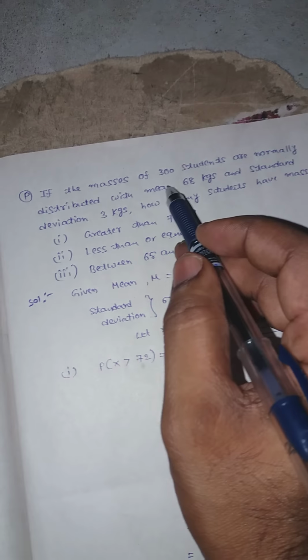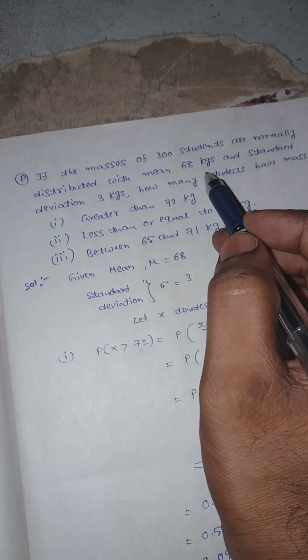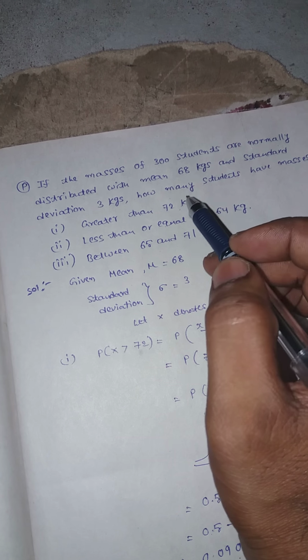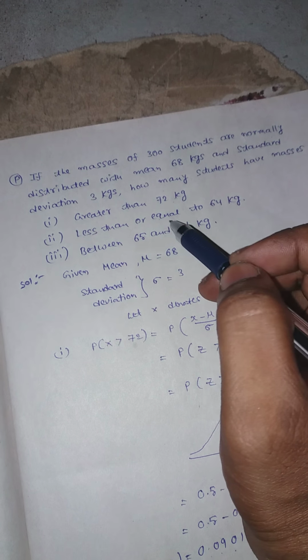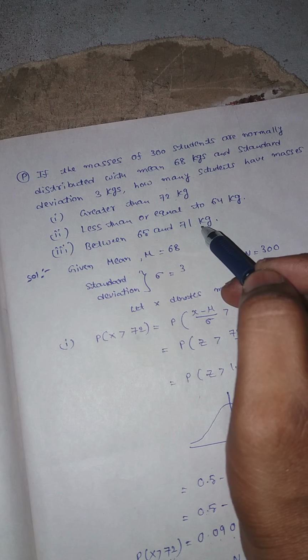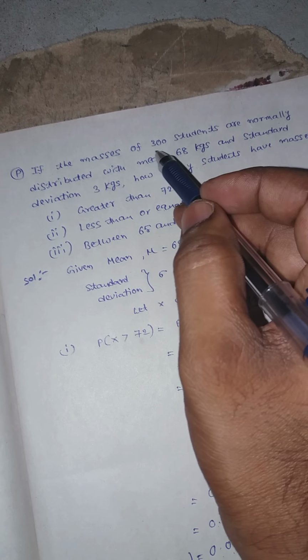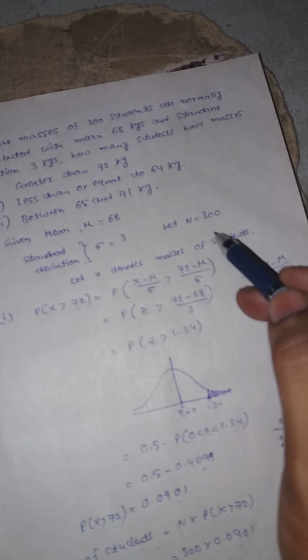If the masses of 300 students are normally distributed with mean 68 kgs and standard deviation 3 kgs, how many students have masses greater than 72 kg, less than or equal to 64 kg, between 65 and 71 kg? The given points are masses of 300 students. Let us take that 300 as capital N.